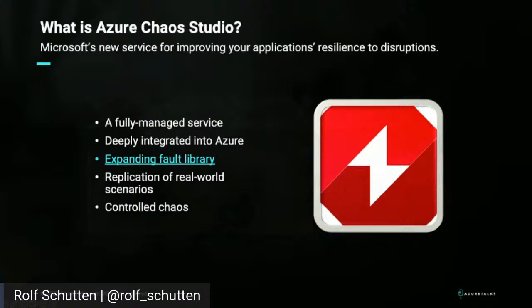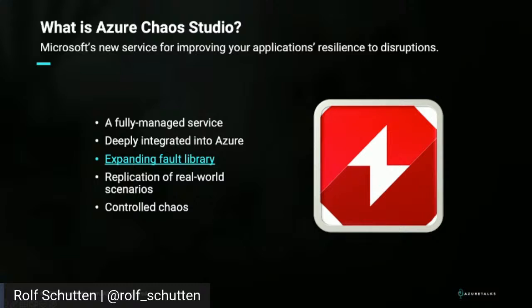And to support chaos engineering, Microsoft announced Azure Chaos Studio on the 2nd of November 2021, which was during Microsoft Ignite. And it is Microsoft's service to improve application resilience and disruption. It is a fully managed service, which doesn't require you to do any management or maintenance. It is deeply integrated in all the sweet things that we like in Azure. We can use Azure Resource Manager and leverage ARM templates, Azure Policy, role-based access control, etc. And Azure Chaos Studio comes with an expanding fault library, which you can use to actually design your experiments.